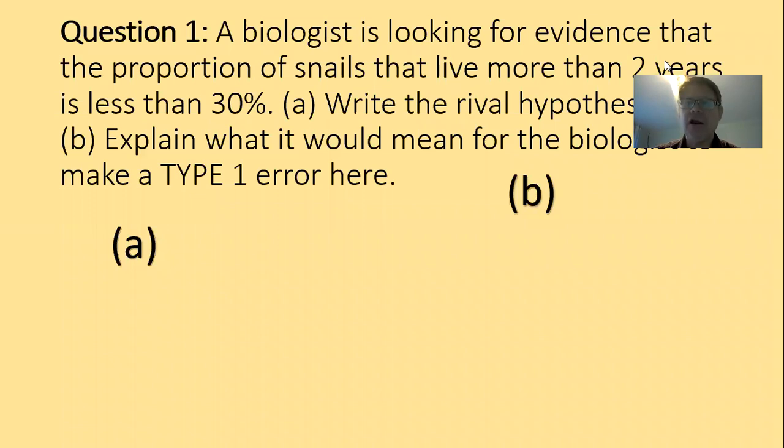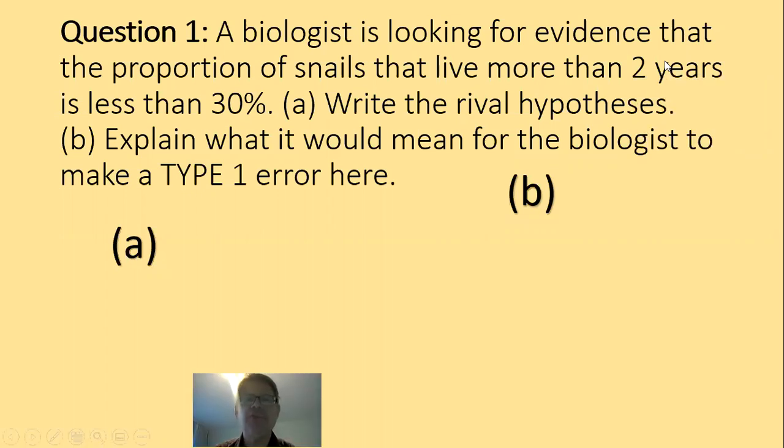So for our first question here, suppose that the biologist is looking for evidence that the proportion of snails that live more than 2 years is less than 30%. They want us to write the rival hypotheses that correspond to this situation and to explain what it would mean for the biologist to end up making a type 1 error here.